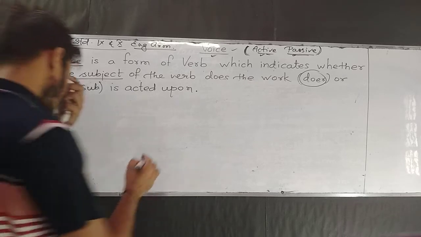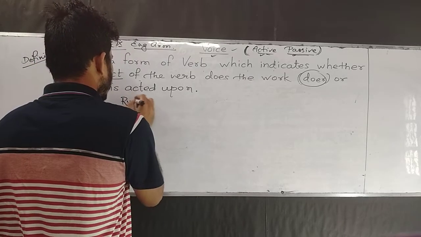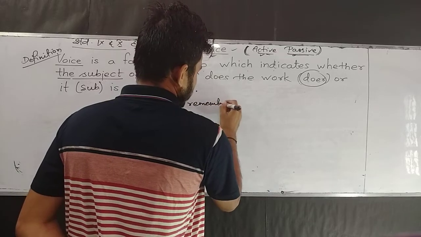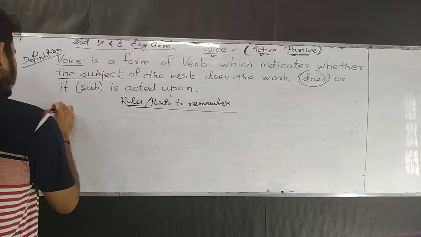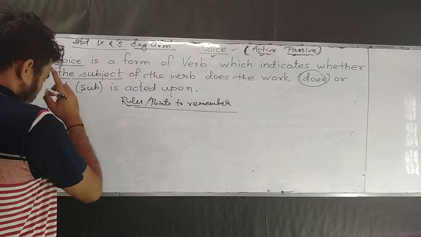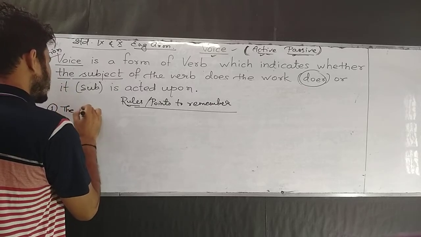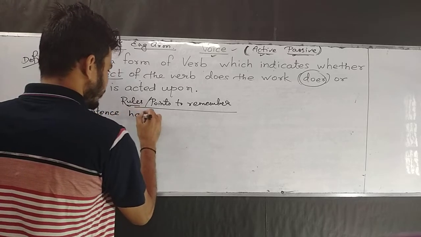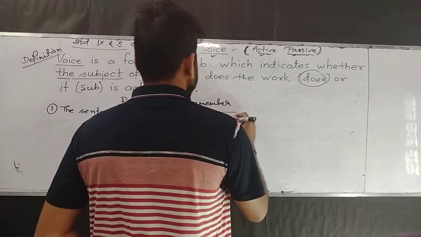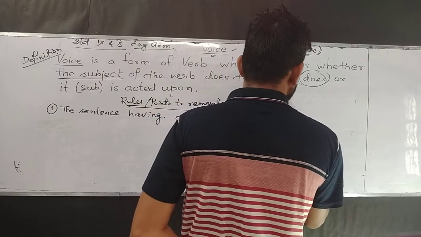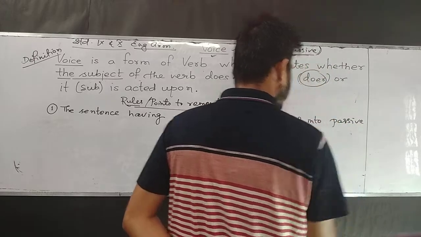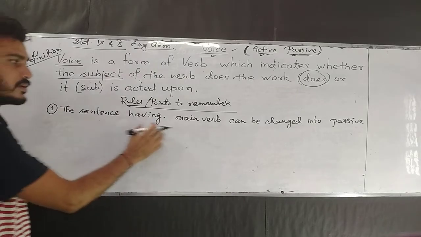The first thing, rules or points to understand, right? Remember. Number one, first point is, the sentence having main verb can be changed into passive. Very important line, very important point. How? The sentence having main verb.